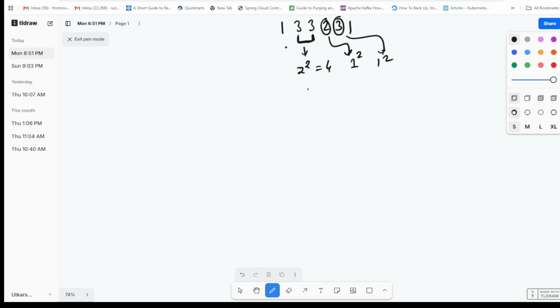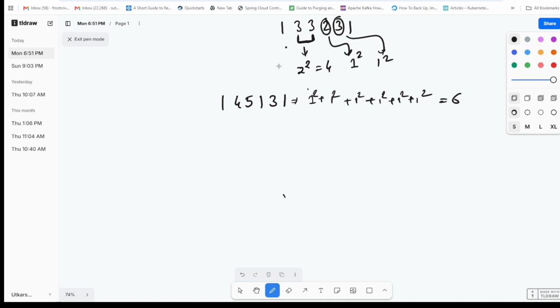Suppose again 1, 4, 5, 1, 3, and again 1. Suppose this is our use case. One possibility can be we will remove the boxes one by one. If we remove one by one, the cost will be 1 squared plus 1 squared, and so on for each box, so it will be around 6.